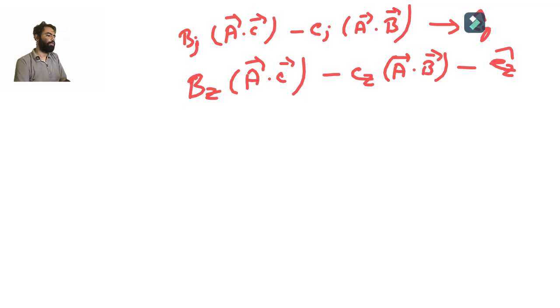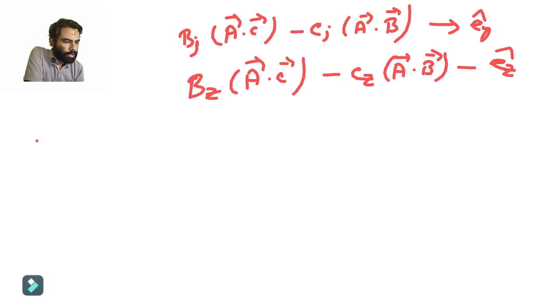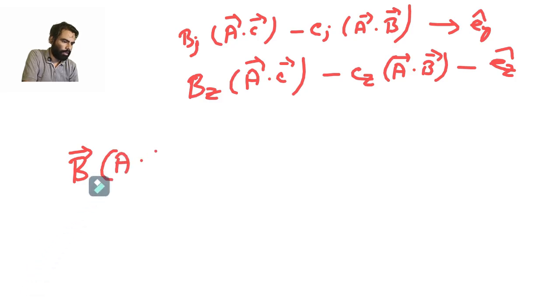Now if we find the entire triple product with all the components, what will it be, as we see: BAC minus CAB. That is, b times a dot c minus c times a dot b.